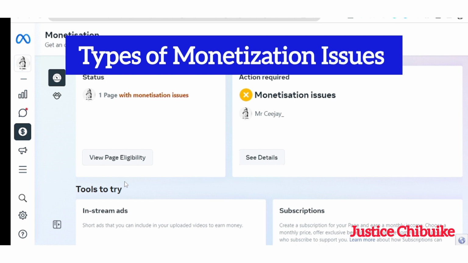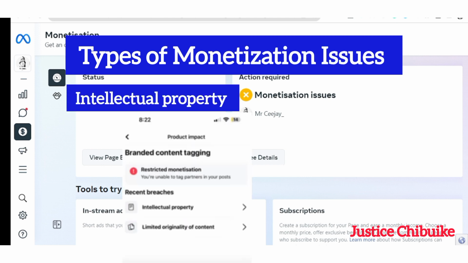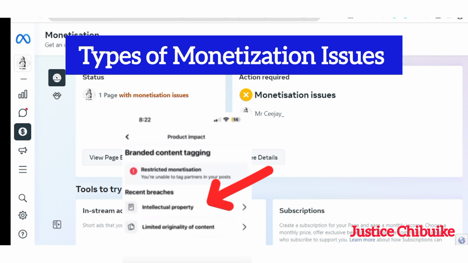So we have the intellectual property monetization issue. Here, Facebook is only trying to tell you that you posted a content that another person has copyright of. So when you post other people's content, they are going to slam your page with intellectual property violation issues.